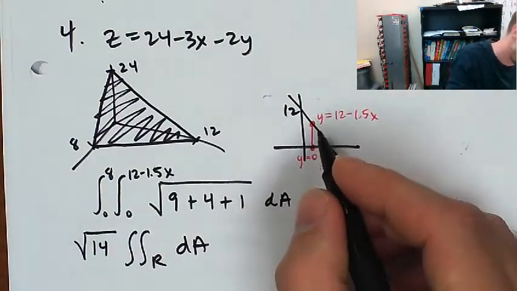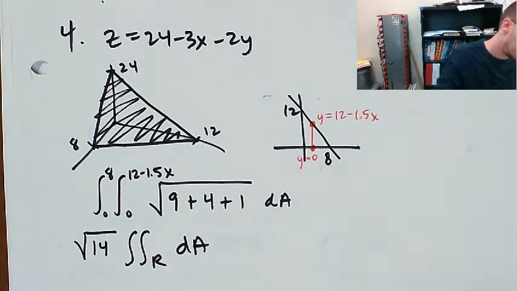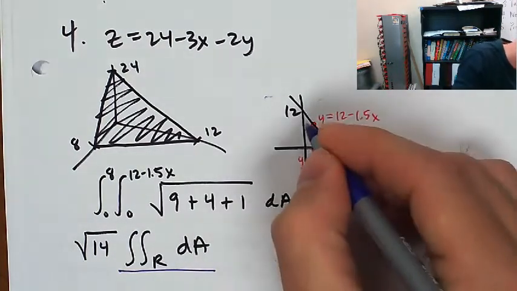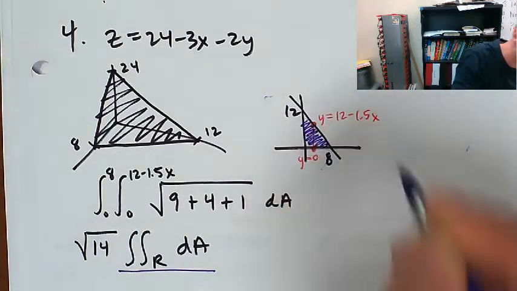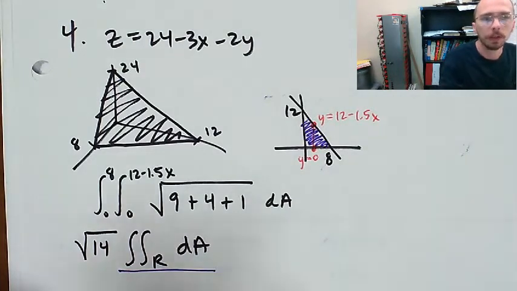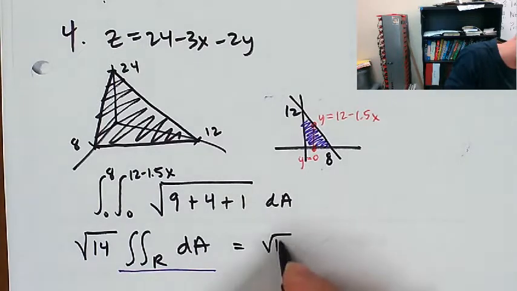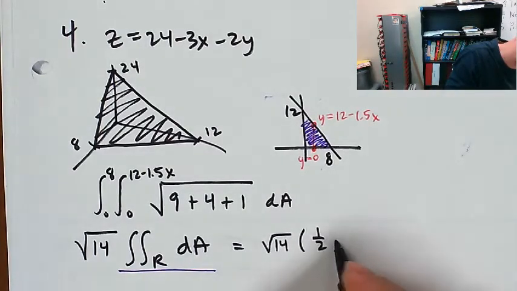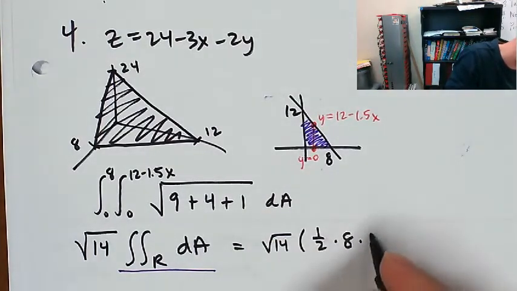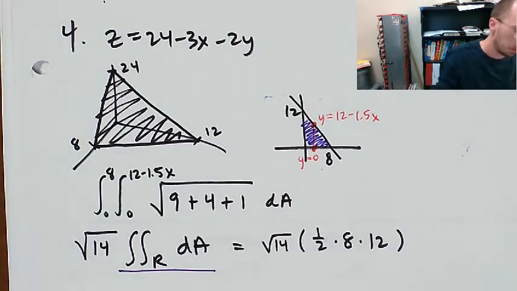The double integral over R of dA, I'll underline that in blue, represents the area of that region right there. And I could find that using geometry, right? So that's the square root of 14 times 1/2 times the base times the height. So that would be, I think, 48 root 14.